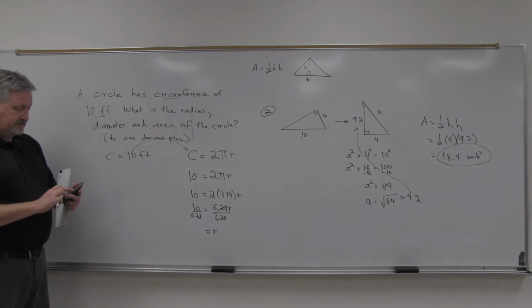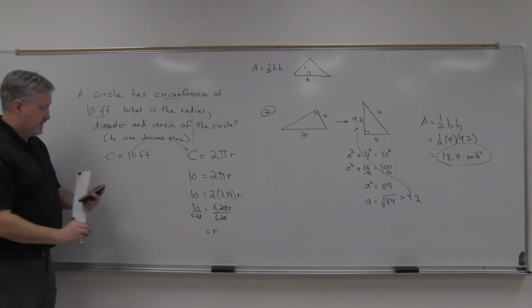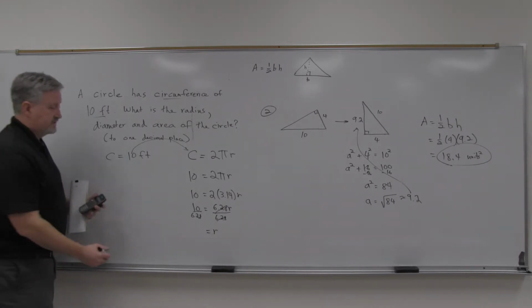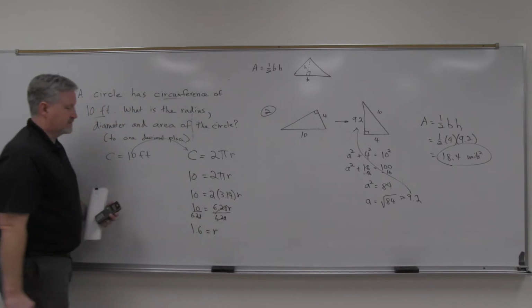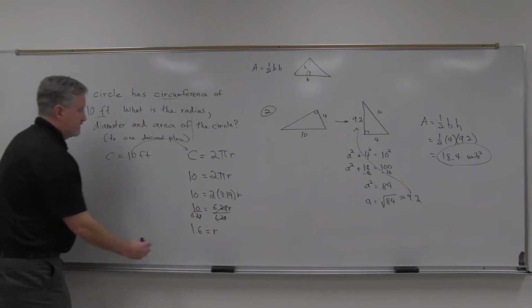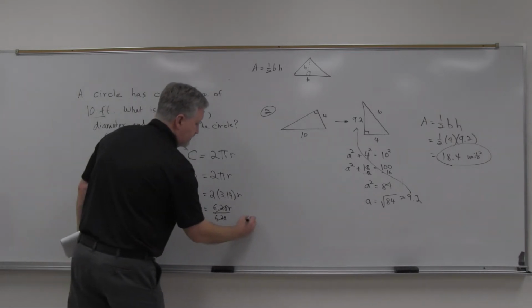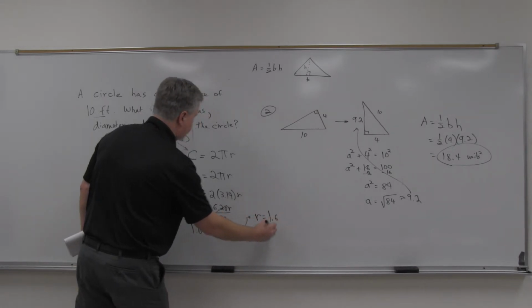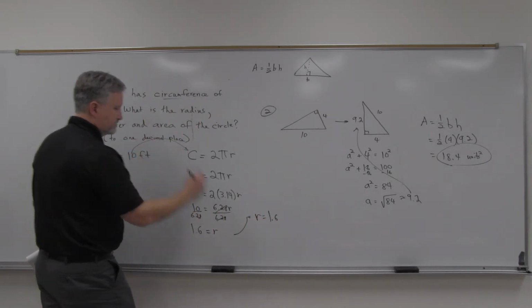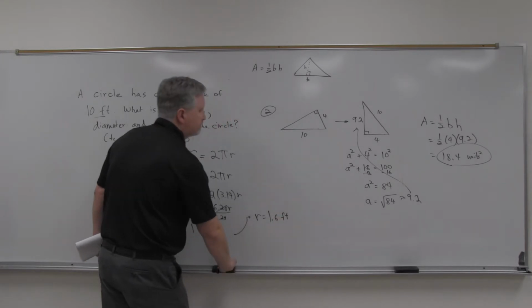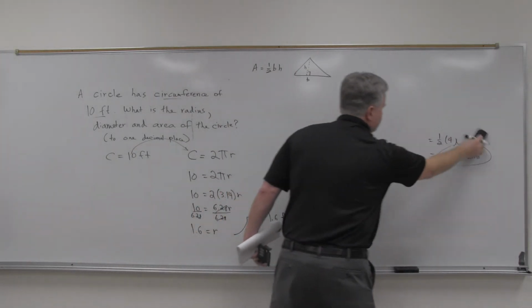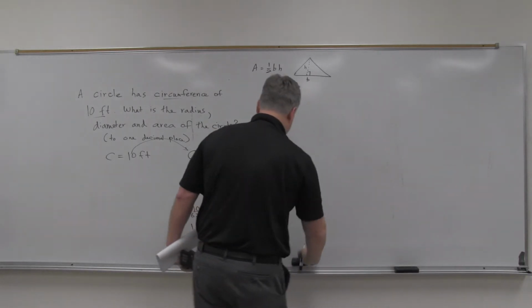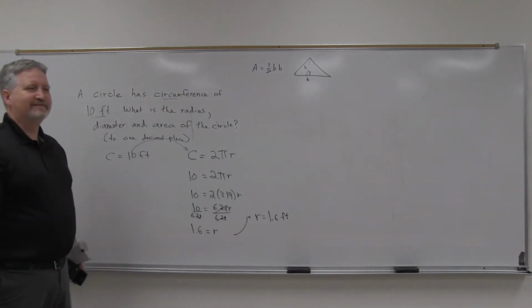I said to one place, didn't I? So 10 divided by 6.28 gives me about 1.6. Again, these are approximations here. So the radius would be 1.6 feet. And you could do other approximations there, but I said one.